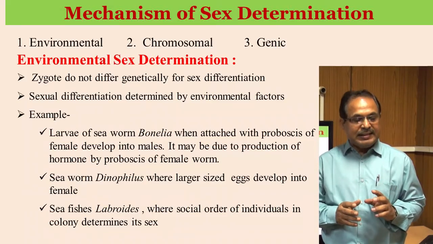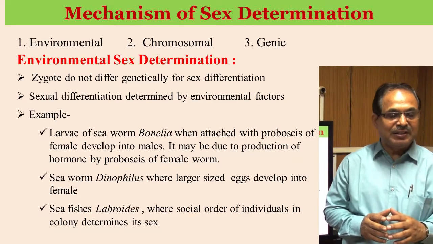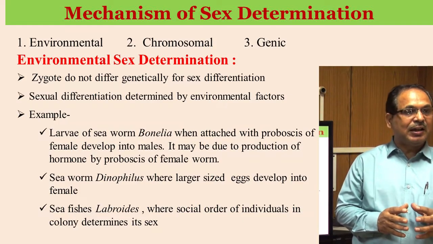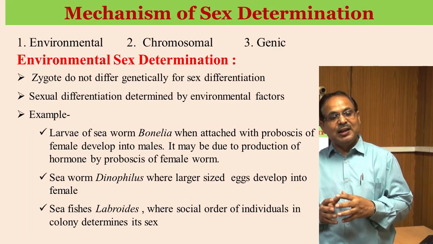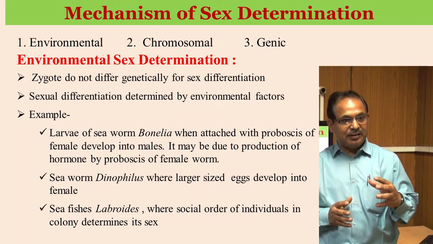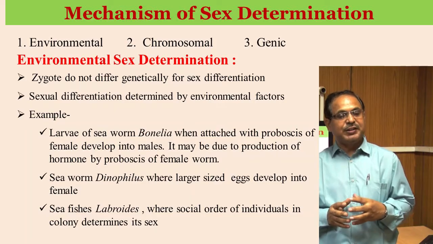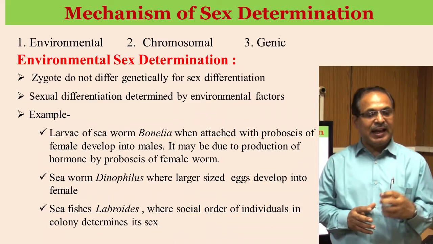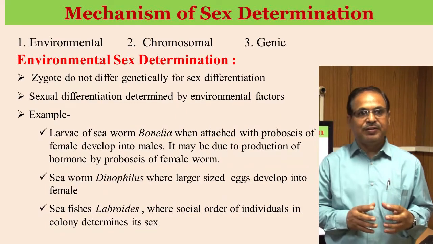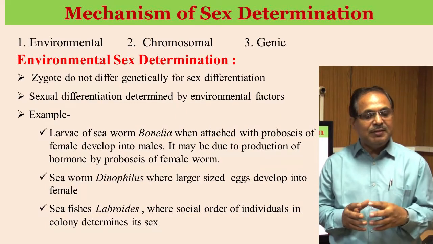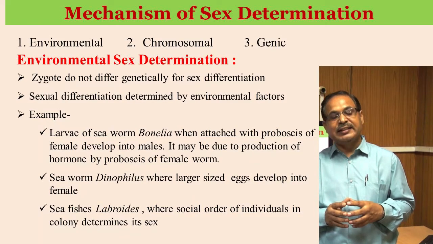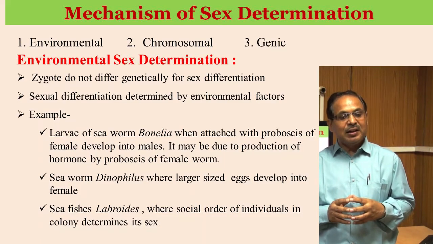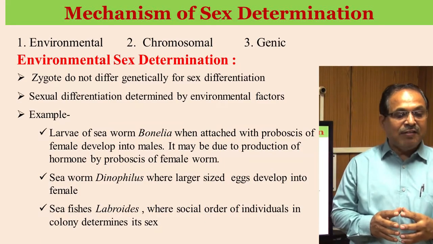So for sex determination, there are different mechanisms. The first one is environmental, then chromosomal, then genic balance. These are the three different mechanisms of sex determination. When we talk about environmental sex determination, in that case zygotes do not differ genetically for their sex differentiation. This sexual differentiation is determined only by environmental factors.